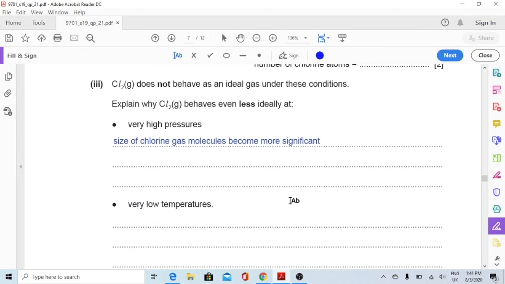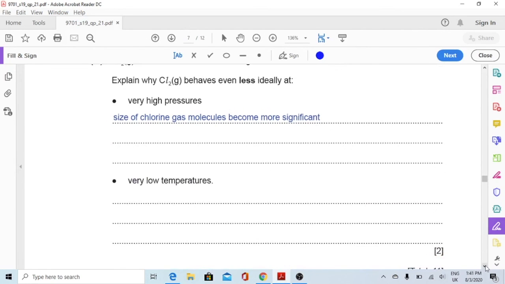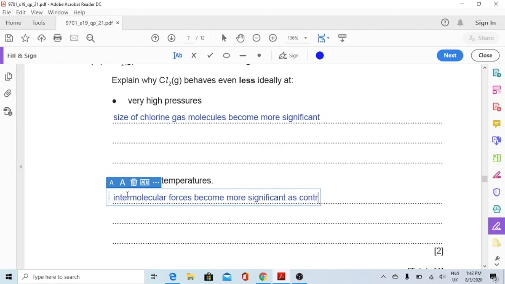Now when we lower temperatures, things usually experience contraction, and so does chlorine gas. So we'll write intermolecular forces become more significant as contraction takes place, because then they experience high force of attraction. The molecules will experience high force of attraction.